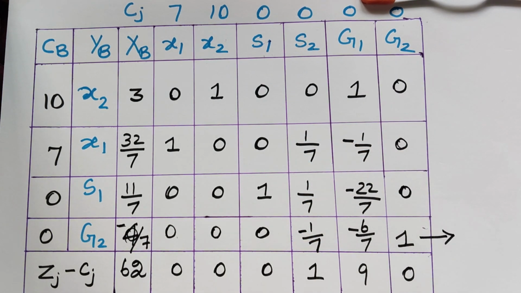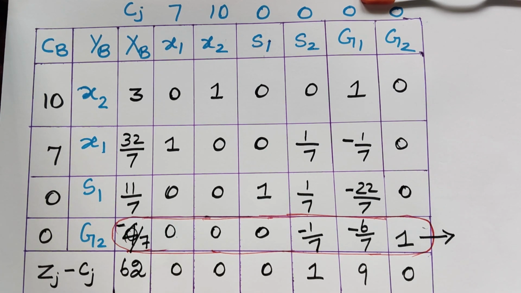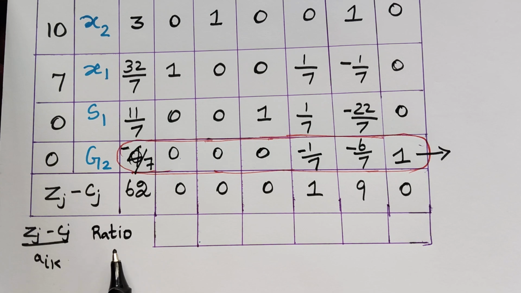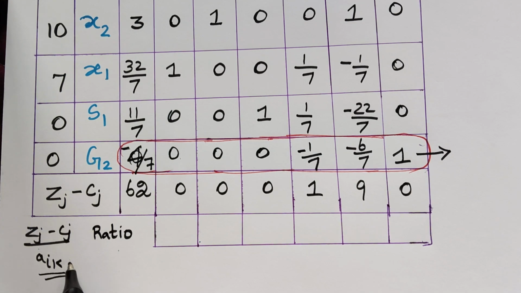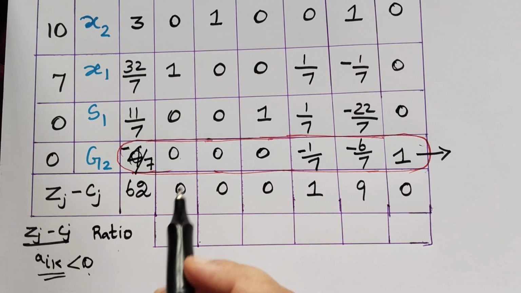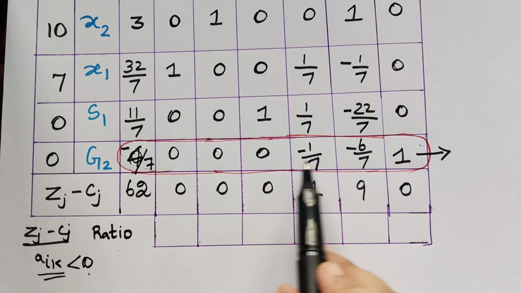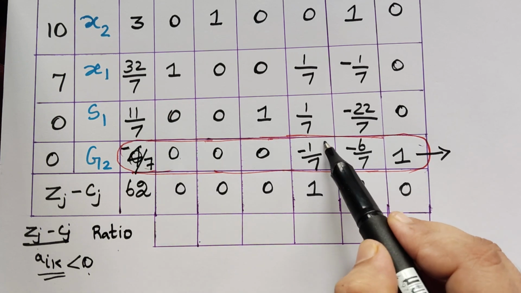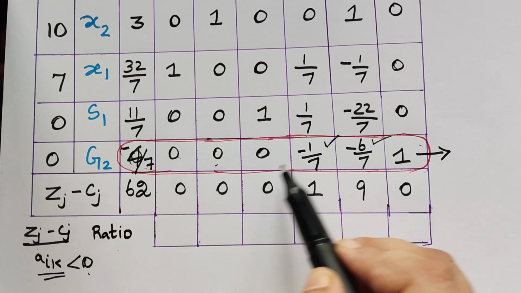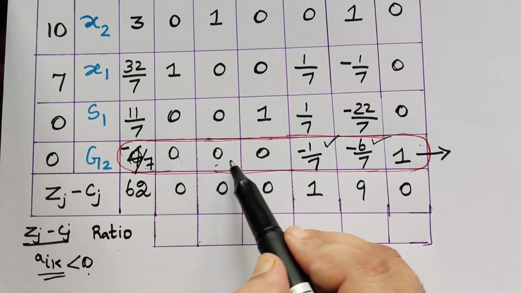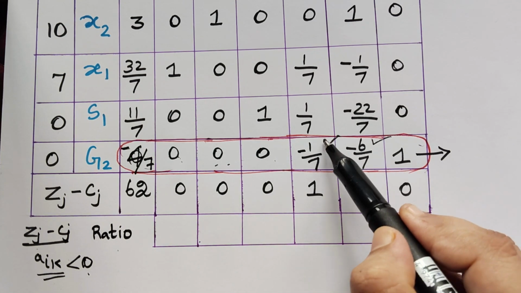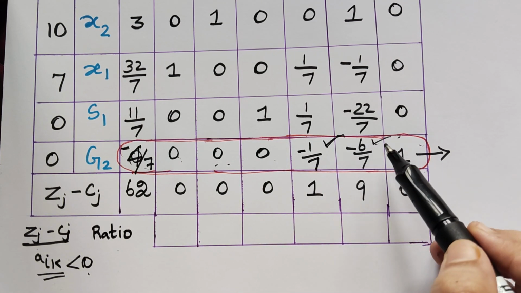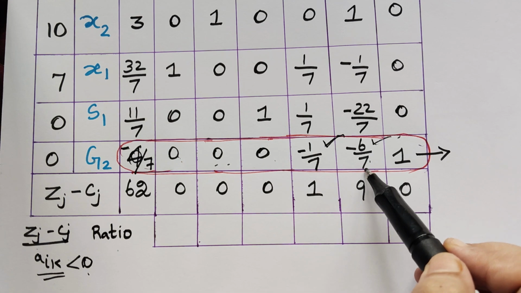So after finding the leaving variable, we have to find the entering variable. So what we have to do? We have to find the ratio, that is Zj minus Cj by Aik, for only those Aik which are lesser than 0. And what are these Aik? Elements of the leaving row. We have to see only the variables, not the solution space. If you see only the variables, you can see that these two are negative. So only for these two we have to calculate Zj minus Cj by Aik.